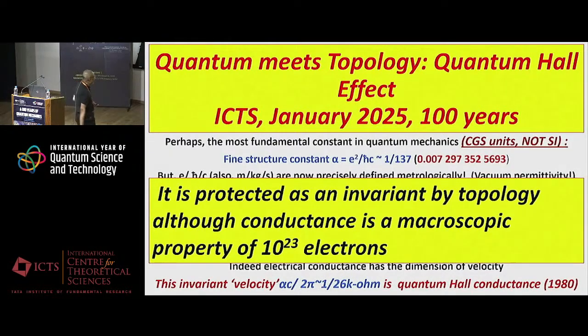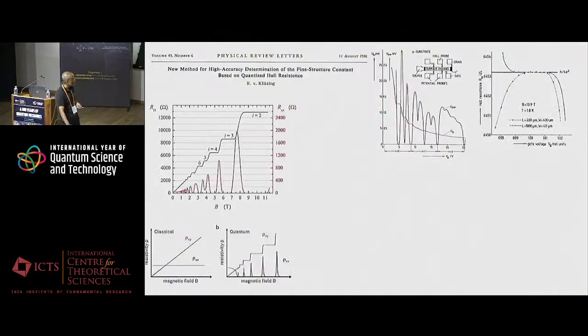Invariant things simply don't happen. This is invariant because of topology, okay? And so all the conductance is the macroscopic property of 10 to the 23 electrons. Topology imposes a constraint which makes it invariant. And this is what I want to talk about.